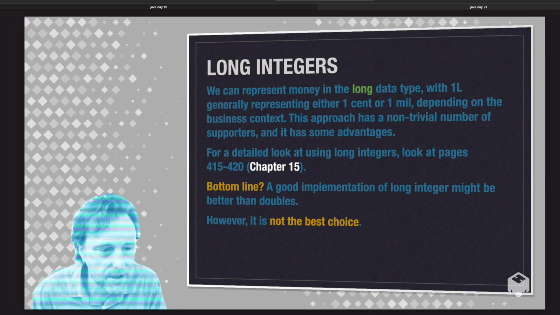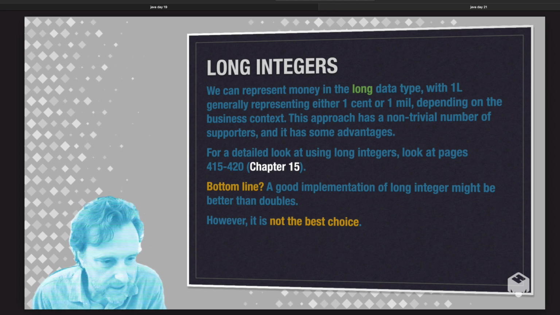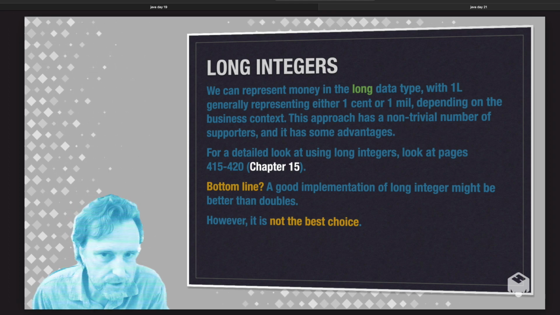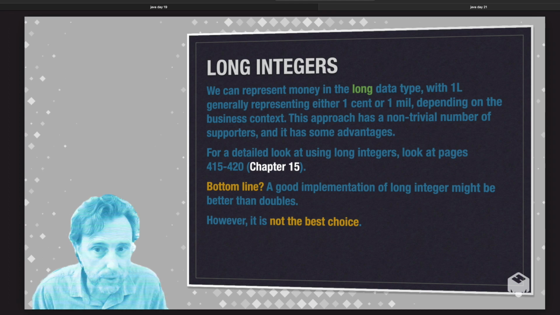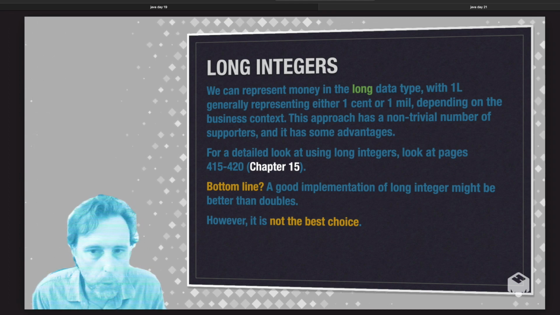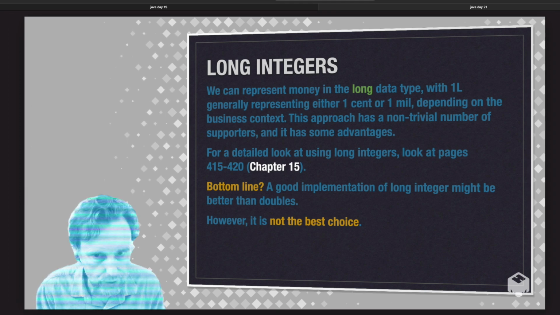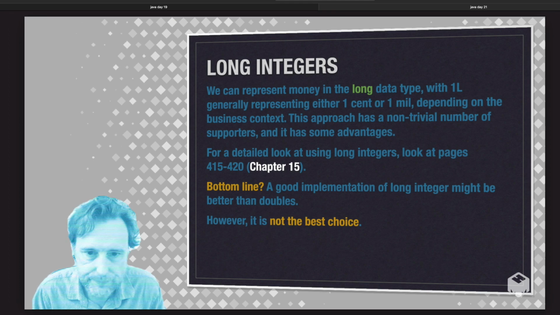And you might say initially, well, wait a minute, how would you use integers? How would you then represent cents? Well, the proponents of using integers would say that 1 in an integer is 1 cent, or it's 1 mil, or whatever it is, depending on the context or the currency. So 1 long is not $1 or €1. It's 1 cent, say, if you do it that way.